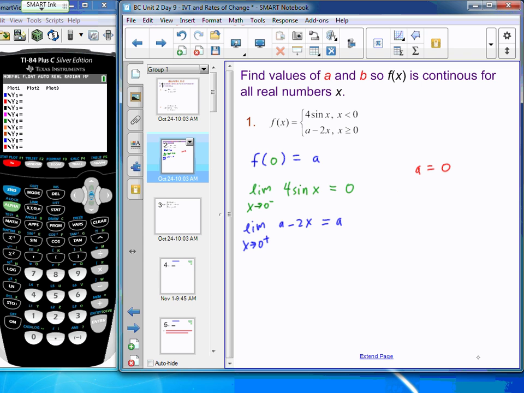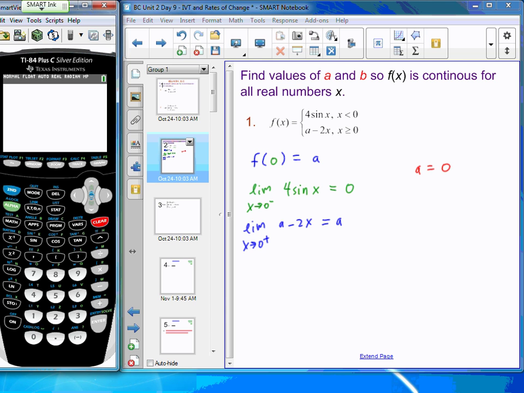So on my home screen, I like storing that in alpha a. 0 is such an easy thing too, but it's fun to do my calculator commands. You gotta appreciate the little things, right?